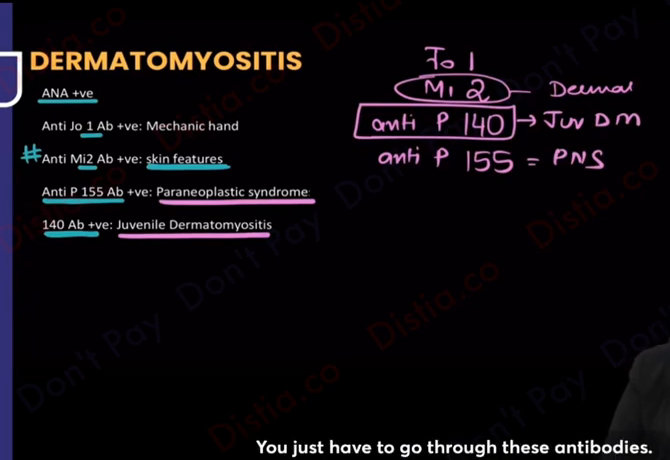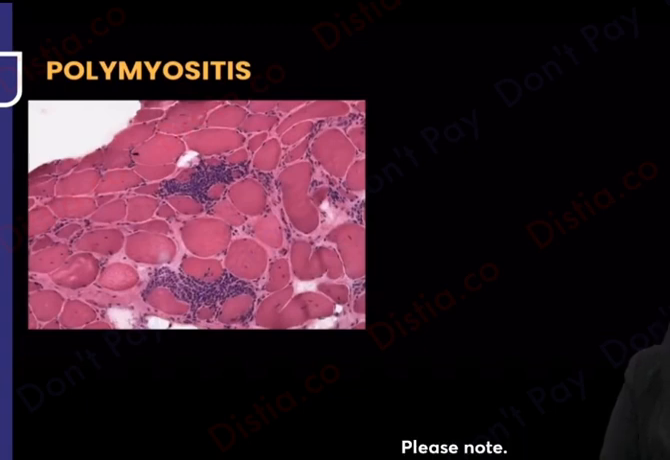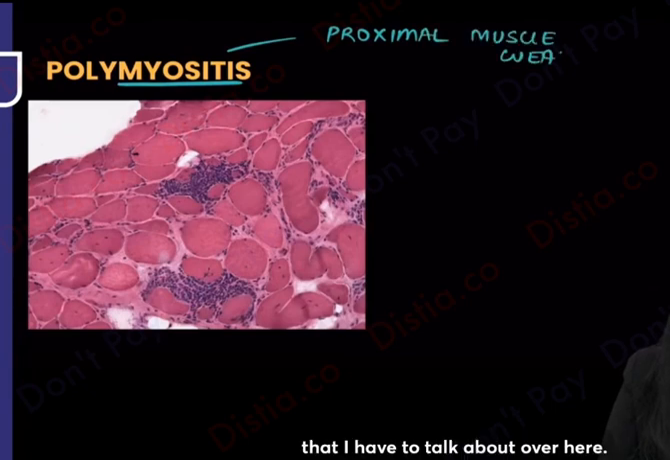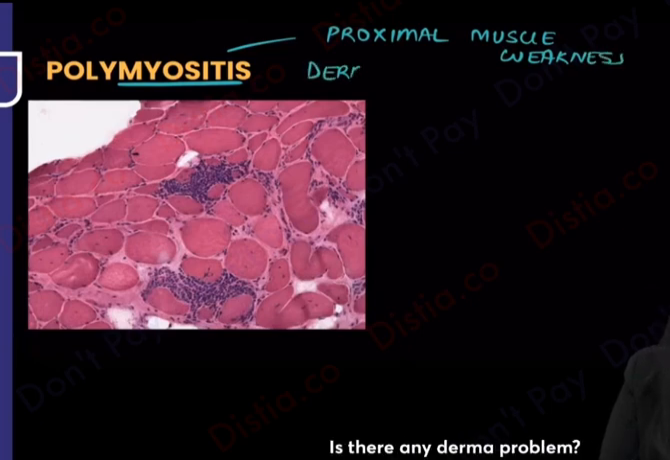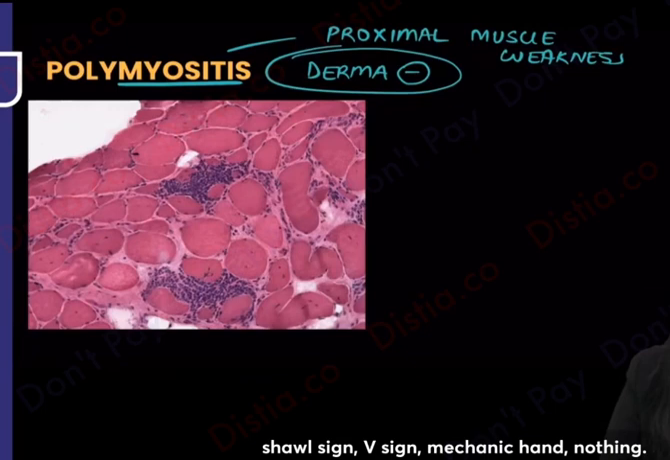You just have to go through these antibodies. They are all seen with dermatomyositis. They can also be seen with polymyositis. So how will I differentiate dermatomyositis from polymyositis? Please note, when I say polymyositis, there is only muscle involvement that I have to focus on. There is a proximal muscle weakness that I have to talk about over here. Is there any derma problem? No, the derma part is not there. There is no heliotrope rash, Gottron papule, shawl sign, V sign, mechanic hand, nothing. No derma thing. Only proximal muscle problem.